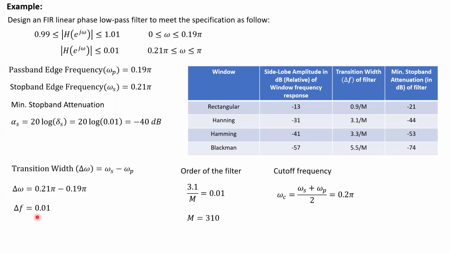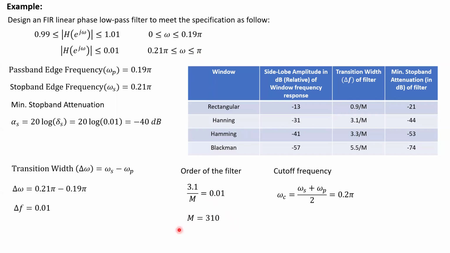Just try to substitute these values, and you will be able to find that this delta f, the transition width, is equal to 0.01. So now you can just use this formula, delta f is equal to 0.9 by M, but because I am choosing the Hanning window here for designing, this delta f will be equal to 3.1 divided by capital M. So just following this equation, you will be able to find that the order of the filter for the Hanning window is coming out to be equal to 310.